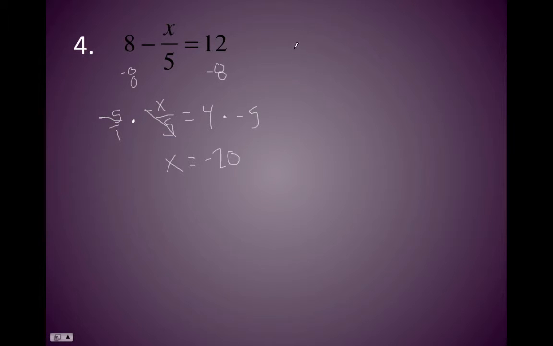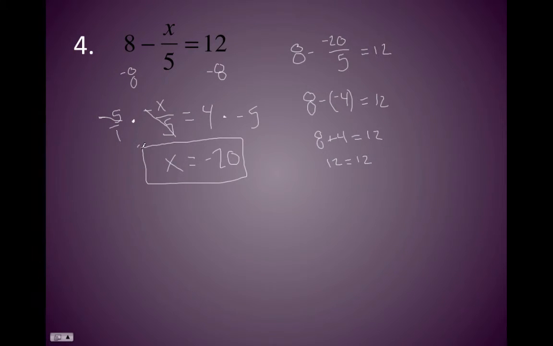Let's go up and check it. 8 minus negative 20 over 5 equals 12. Negative 20 divided by 5 is negative 4, so we have 8 minus negative 4 equals 12. Negative negative, when you multiply those, it's positive, so it's 8 plus 4, which is 12. 12 equals 12. We know that this right here is our solution.